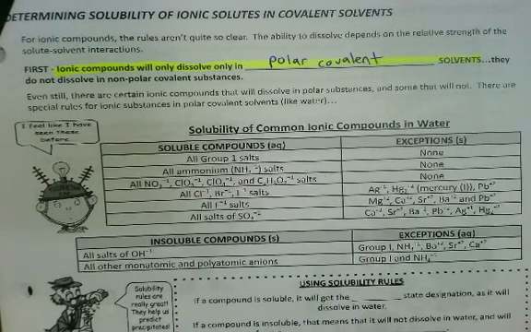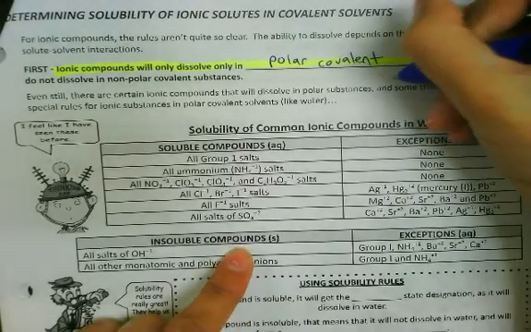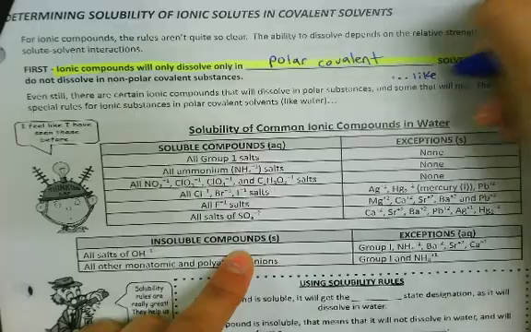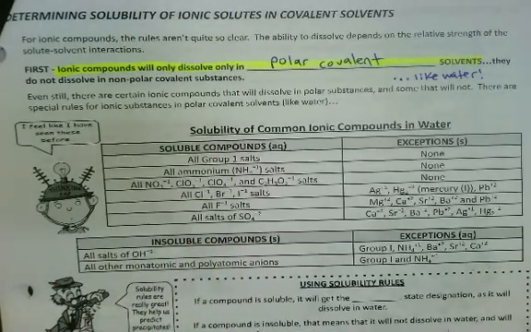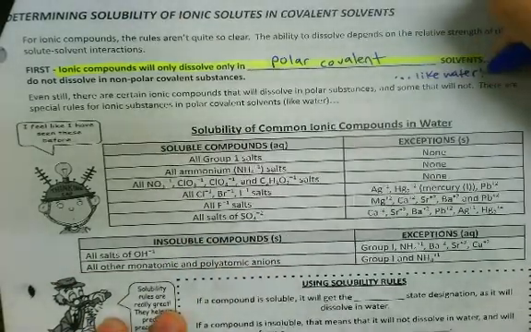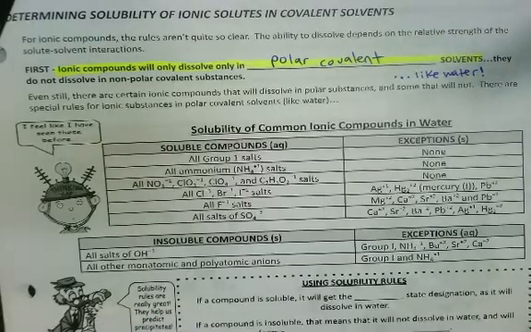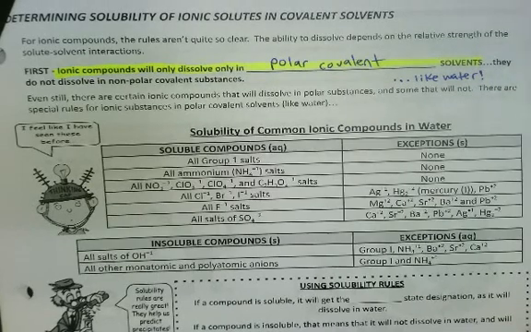Ionic compounds will only dissolve in polar covalent solvents. So if you have an ionic compound and a non-polar solvent, and they ask, will they dissolve? You can immediately say no, because it has to be a polar covalent solvent, like water, for example. Okay? Water is our most common polar covalent solvent. There are other ones like ammonia and stuff, but water is very, very commonly used. Okay? If you have an ionic compound and a polar covalent solvent, and they say, hey, do these dissolve in one another, you cannot just automatically say yes, okay?